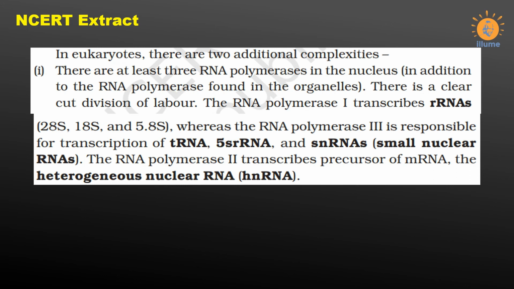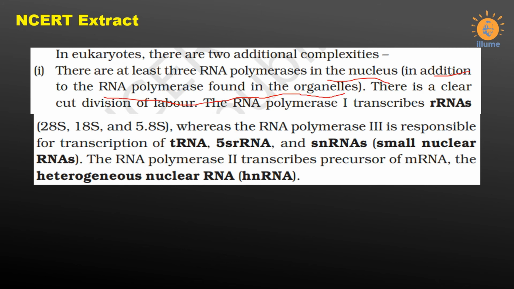But in eukaryotes, it is not like this. In eukaryotes, there are clearly three different types of RNA polymerase: first, second and third, and there is a clear-cut division of labor. That means each RNA polymerase has been assigned a specific work. There are at least three RNA polymerases in the nucleus, in addition to the RNA polymerase found in the organelles.